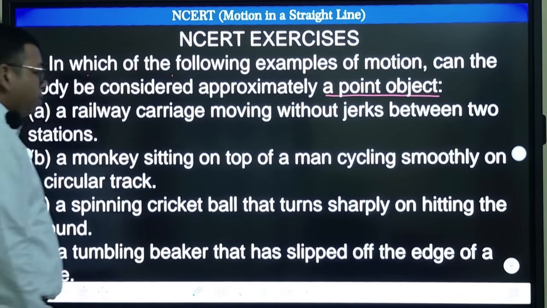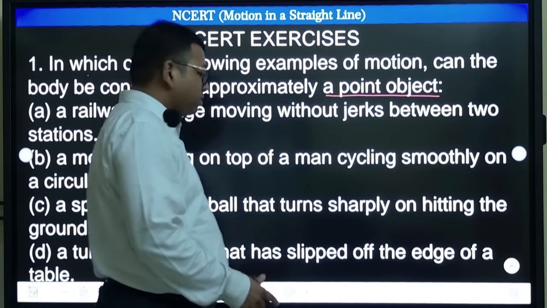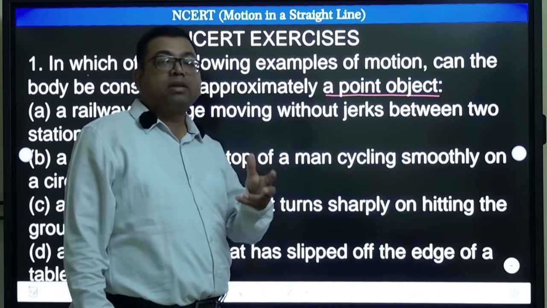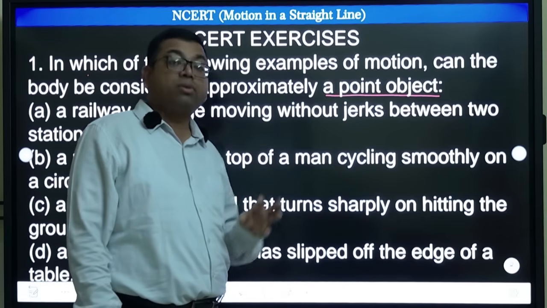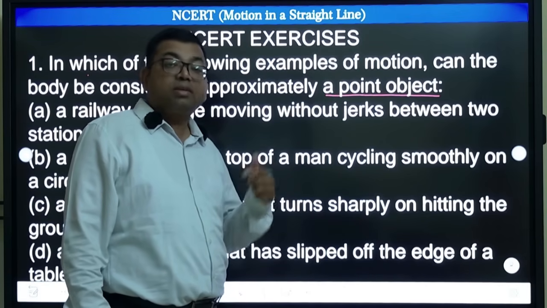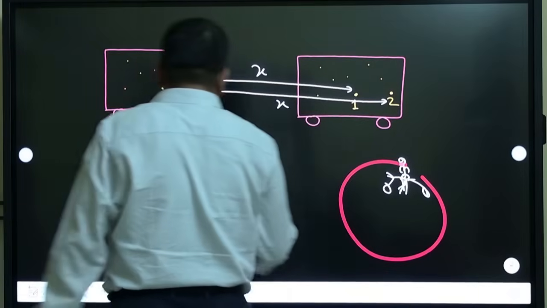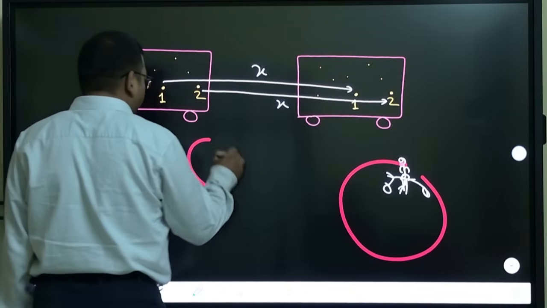Spinning cricket ball that turns sharply on hitting the ground. So suppose there is a ball, a cricket ball, which is spinning. Now if you study different points on that, it is rotating about the center of mass, right? So now let's understand this. For example, this is a cricket ball.